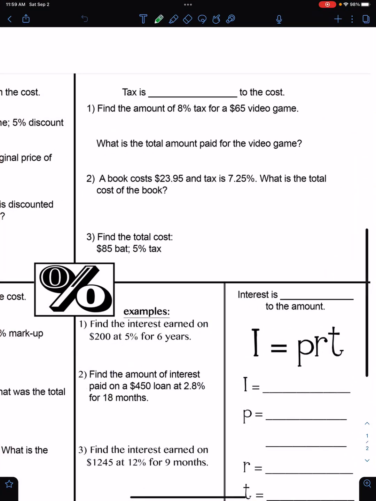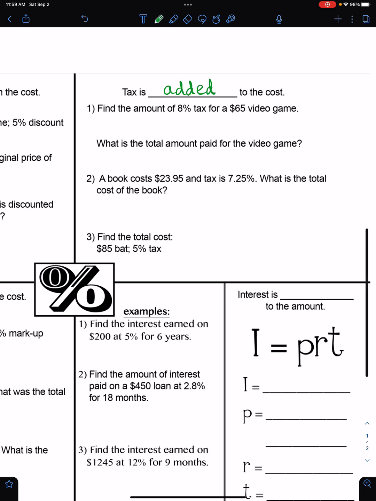Okay, in this video, we're going to talk about finding tax. So the first thing we need to know is that tax is added to the cost. So if you buy something, you are paying extra for the tax, and tax is always a percent of the price. It's not always the same dollar amount, it's a percent. And tax percent changes depending on where you're purchasing the item. It even varies within the state of California. Different cities have different tax rates.